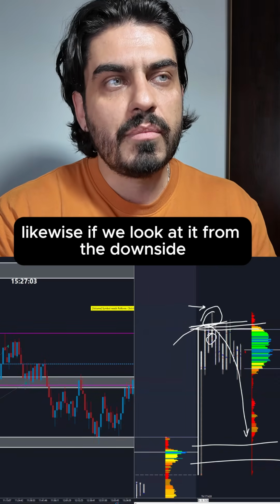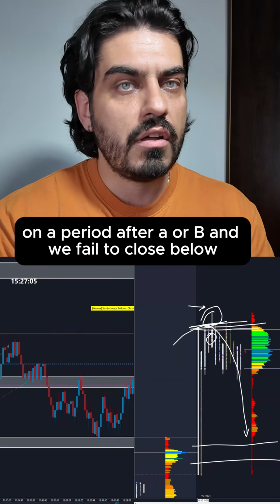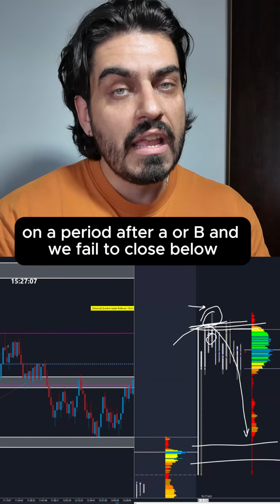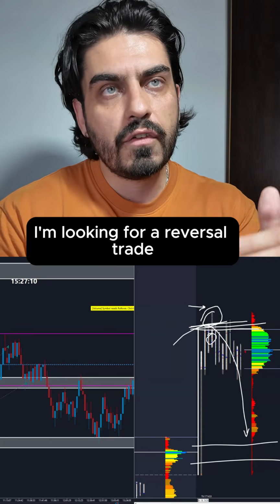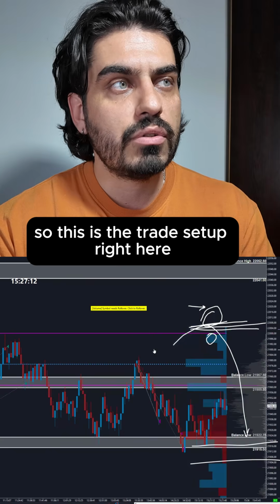Likewise, if we look at it from the downside, if we make a move to the downside on a period after A or B and we fail to close below, I'm looking for a reversal trade. So this is the trade setup right here.